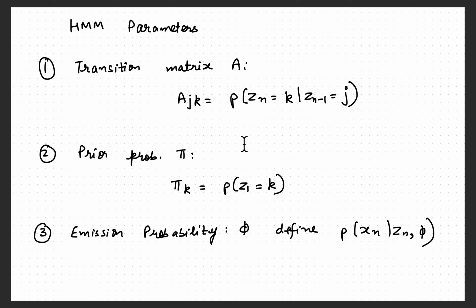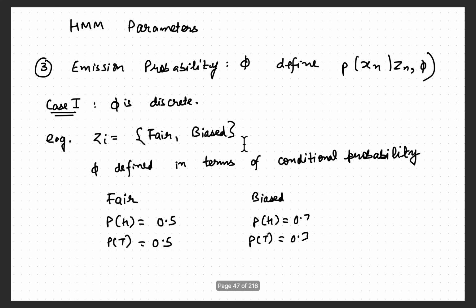And the third parameter is known as the emission probability, usually denoted by the symbol phi. So for this, we need to define the distribution of the conditional probability of x of n given z of n and phi, right? Now, there could be multiple ways in which you could define this probability distribution. We'll look at two simple cases. First, when phi is discrete.